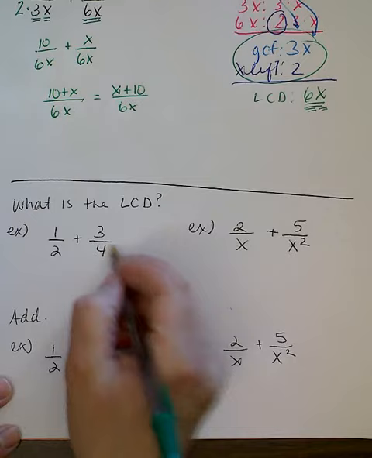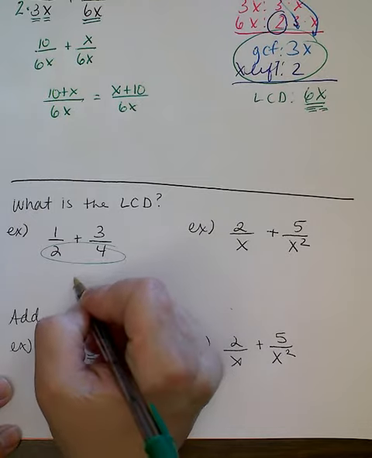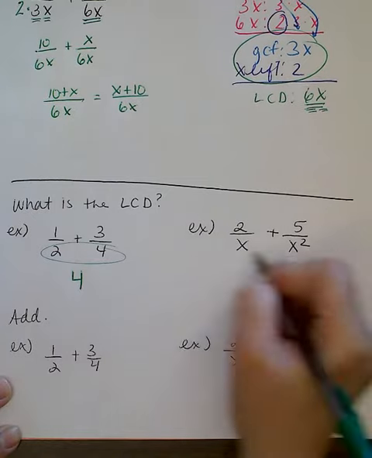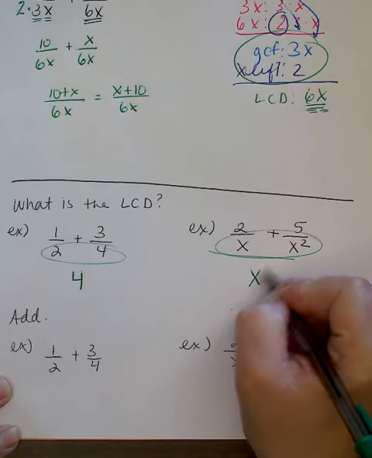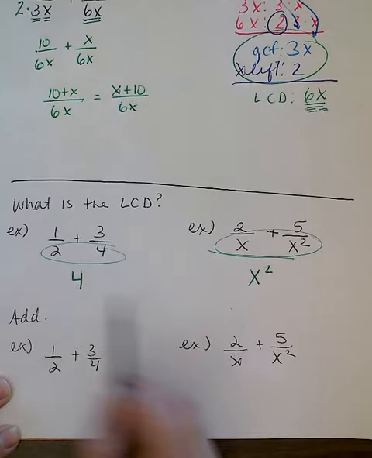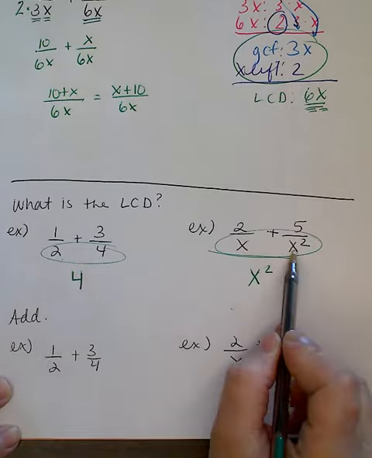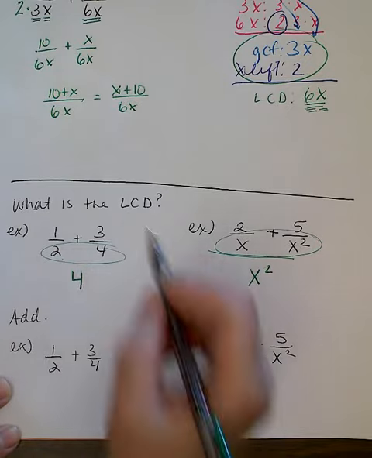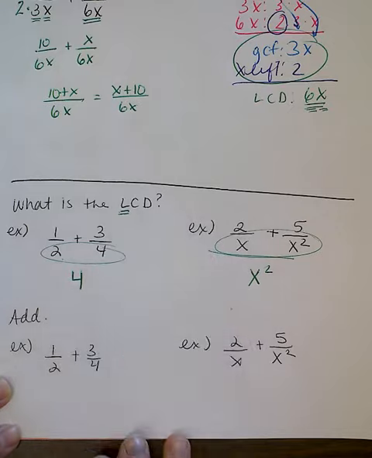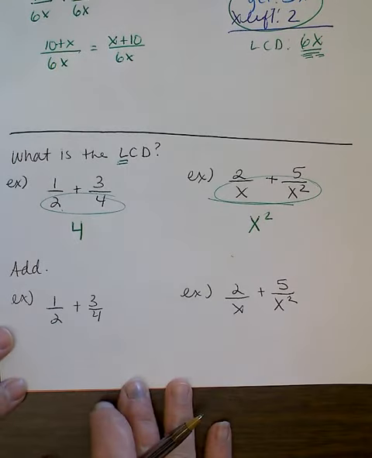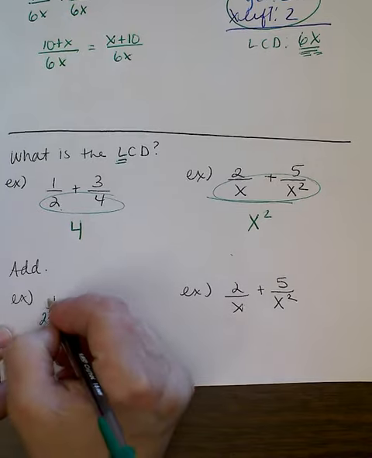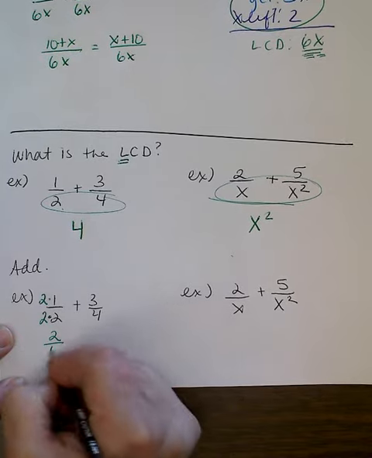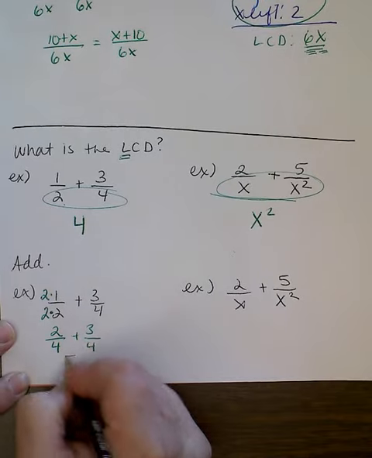What would be the LCD then of these guys? 4. What would be the LCD of these guys? X squared. So while 8 and x cubed are common denominators, they are not the least common denominator. So seeing that these are the same problems, if we want this to be a common denominator of 4, this would be 2/4 plus 3/4, which is 5/4.